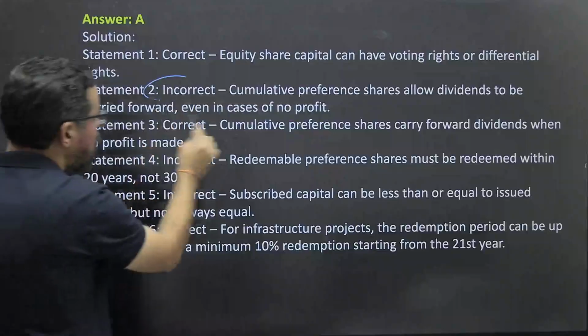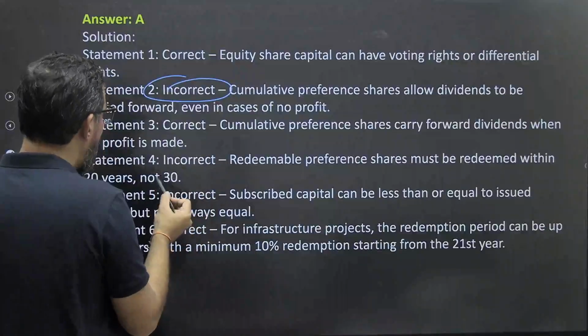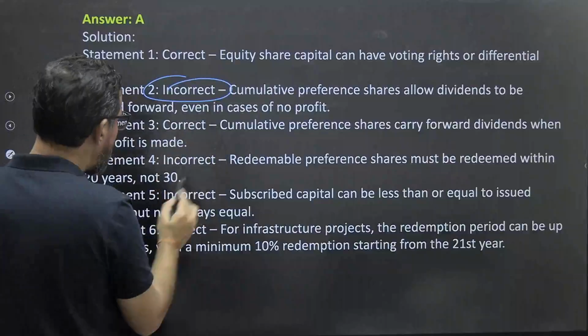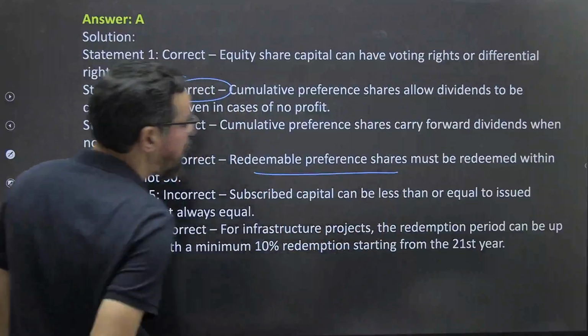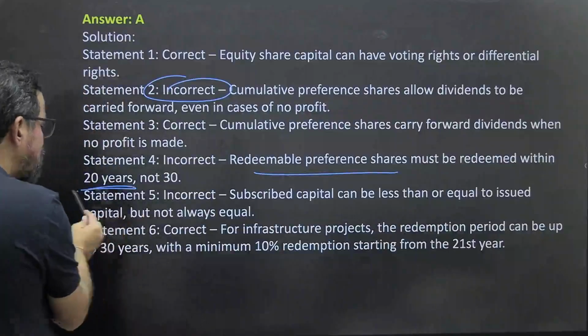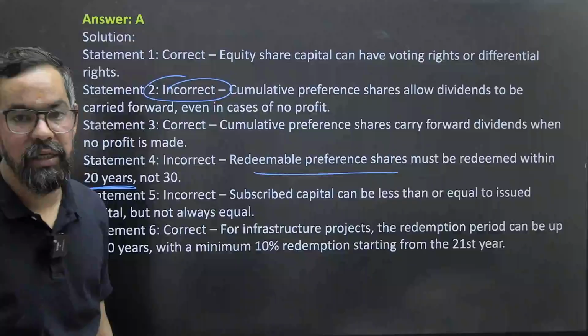So statement 2, cumulative preference shares allow dividend to be carried forward, again is true. And redeemable preference shares must be redeemed within 20 years, not the 30 years. In case of infrastructure, we have a 30 years time duration and all.